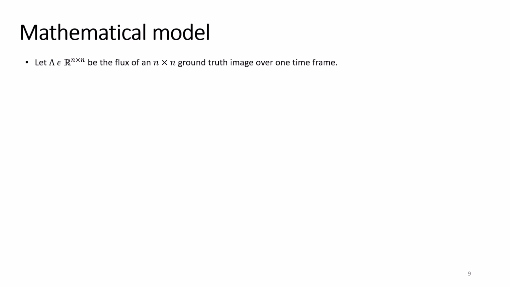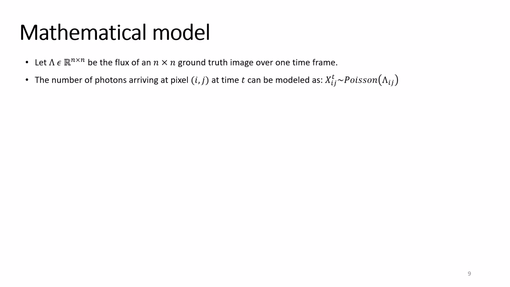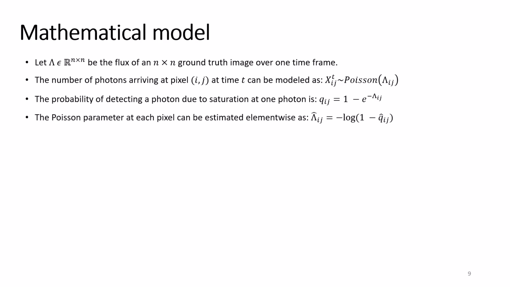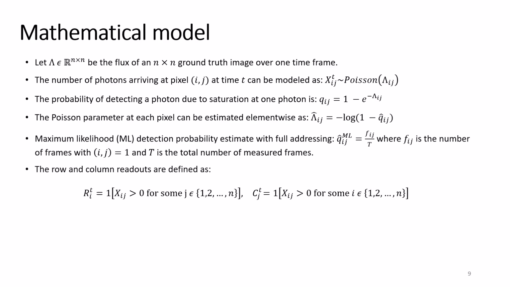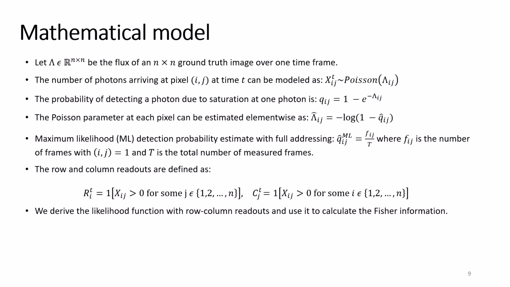If lambda is the spatial intensity distribution of the ground truth, the number of photons arriving at a pixel at time t can be modeled as a Poisson random variable. Each pixel saturates with the detection of a single photon, and we estimate the detection probability, which can then be mapped to the intensity estimate at each pixel. With full addressing, the maximum likelihood probability estimate is the fraction of the total frames with a click at the pixel. Row and column readout vectors are defined as indicator functions denoting a detection at each row and at each column. We derive the likelihood function for row column readouts and use it to calculate the Fisher information.